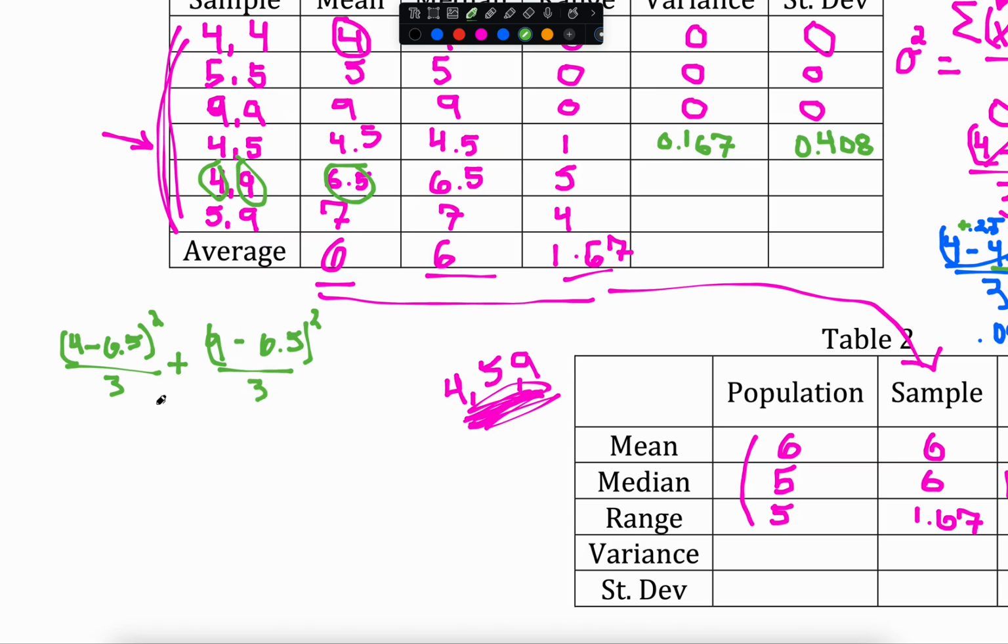Okay, all right, so I got to do some math here. 4 minus 6.5 is negative 2.5, which squared is 6.25. I'm doing too much in my head. Let me try. Okay, I'm going to square it. 6.25 divided by 3. So this whole thing, I get 2.083.